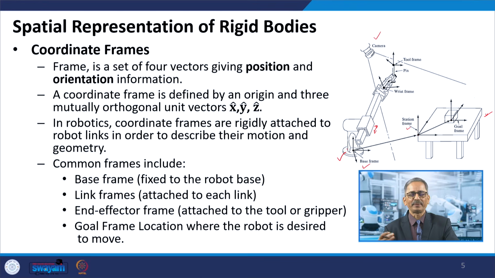So, these are some of the common names of the frames. We have a base frame which is fixed to the robot base, then we have a link frame which is fixed to each link, an end effector frame which is attached to the end effector, and the goal frame. These are some of the common nomenclature used in industry to give names to these frames.